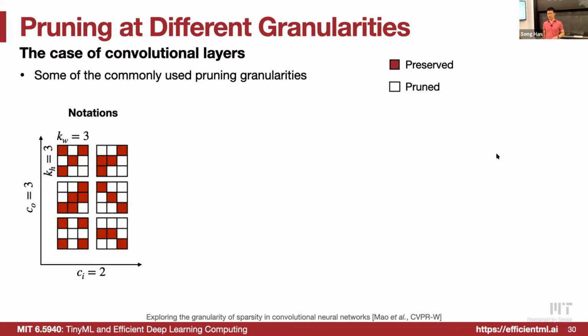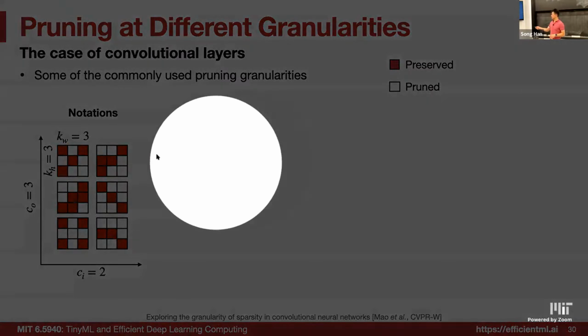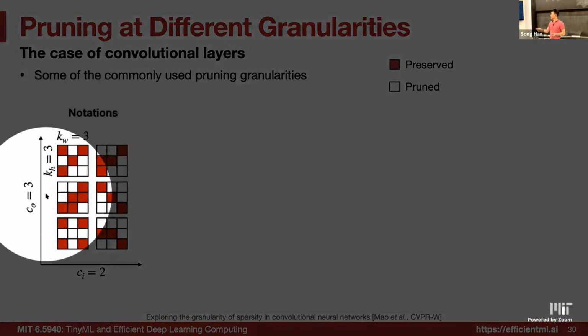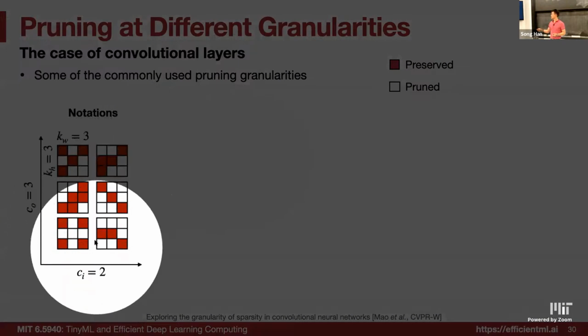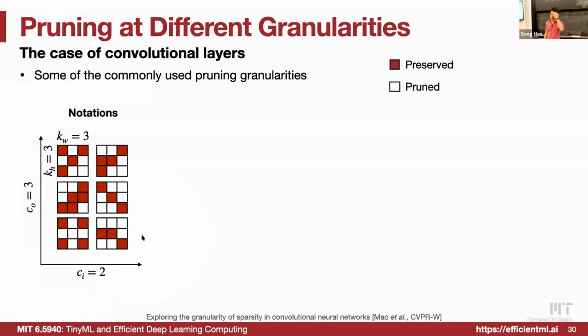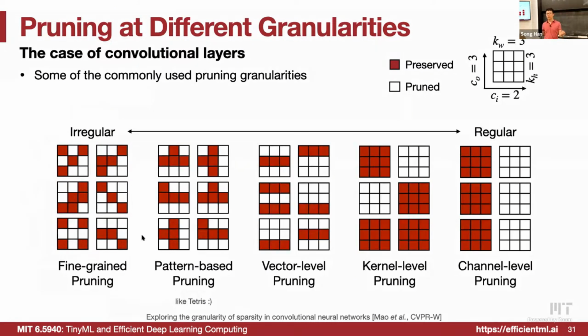So we start with the fine-grained pruning. In this notation, we have KH and KW equal to 3. It's a 3 by 3 kernel. And here we have 3 output channels, and here we have 2 input channels. So we rearrange the 4-dimensional convolution kernel and visualize that in this way. So this is the fine-grained pruning, pattern-based pruning, vector pruning, kernel level pruning, all the way to channel pruning. This is the whole landscape.